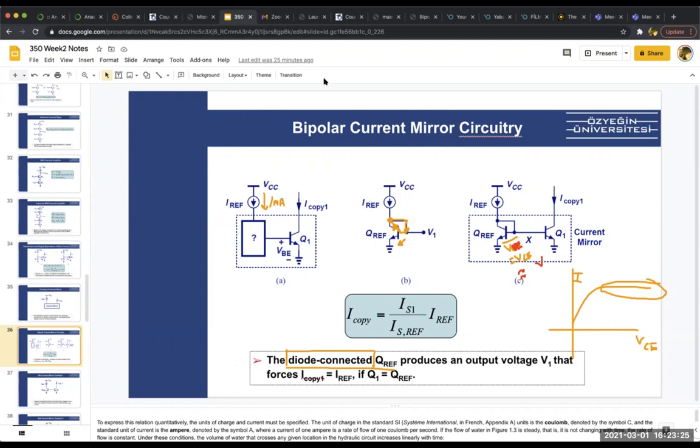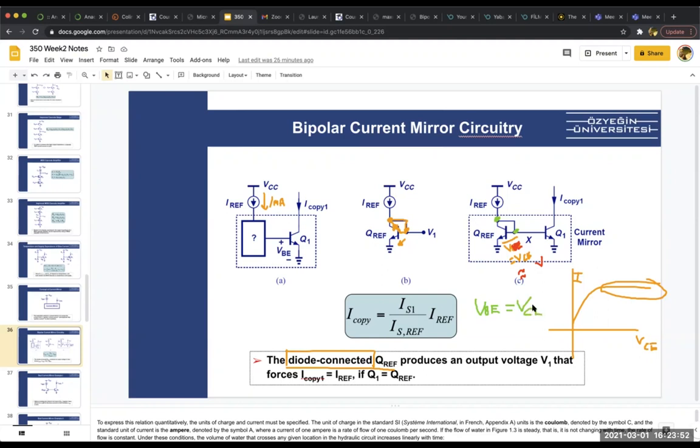Now we were explaining diode connected. We have circuits. We connect the collector to the emitter. I'm sorry, collector to the base. You can see here, collector to the base. So when we do that, what happens? VBE becomes VCE because now base and collector are at the same voltage. Okay, so that's why it's called diode connected.